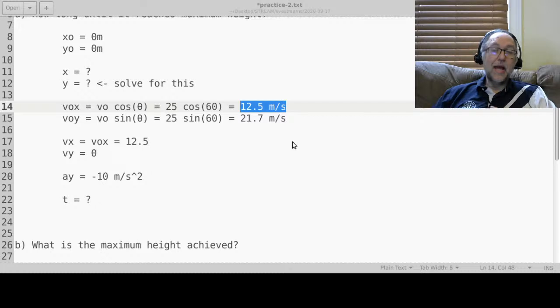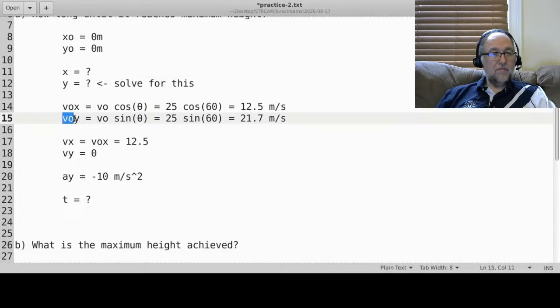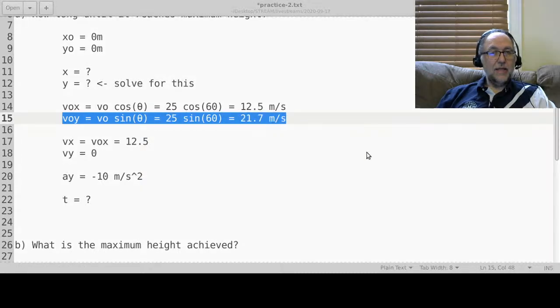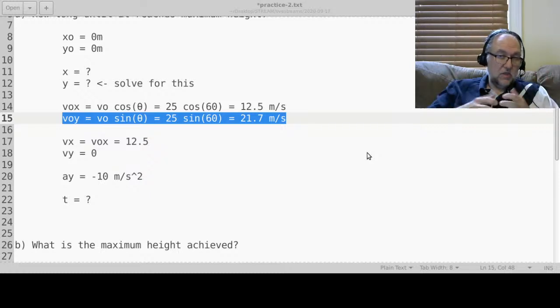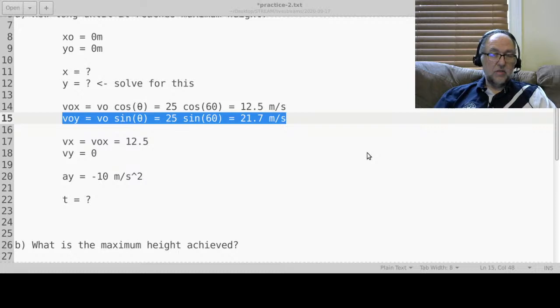All right, and then you do the same thing for the y, but the y is the sine component, so v naught y is v naught sine theta, 25 sine of 60 degrees, and that turns out to be 21.7. Okay, so the two components have to be less than 25, and it works out. The x component is 12.5, which is less than 25, and the other one is 21.7, which is less than 25. Because you've taken the 25 and you've broken it into two pieces, x and y, so the two pieces are less than the total. All right, there you go.